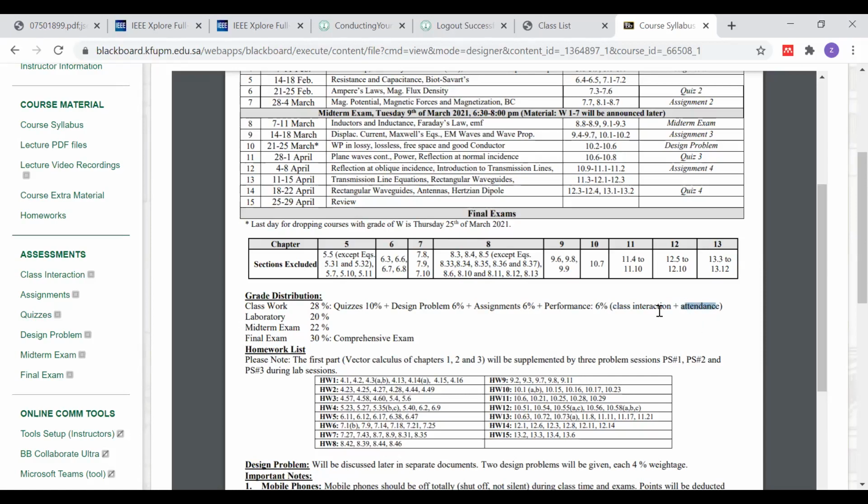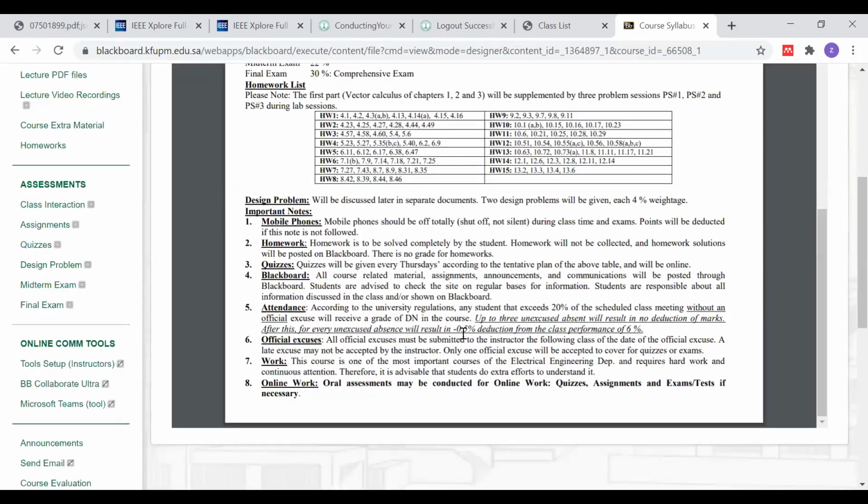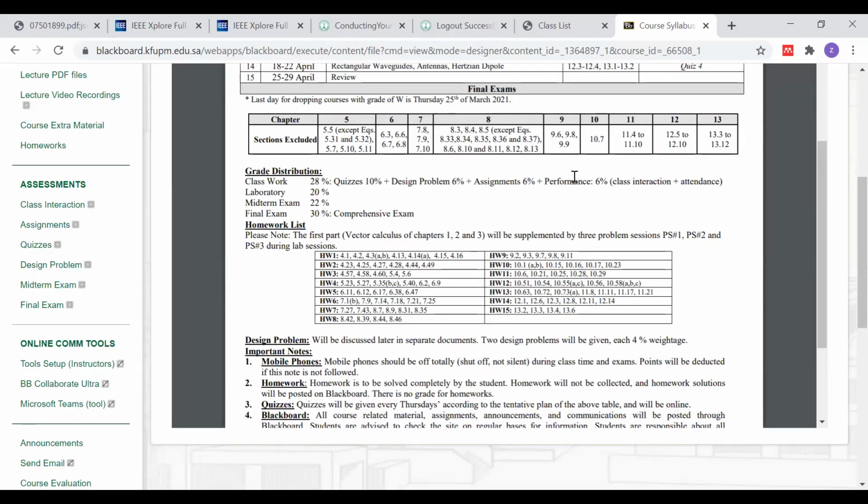Now, attendance, this is the policy that I always keep for my attendance. For me, up to 3 unexcused absences, I do not mind, because there can be some emergencies and unforeseen circumstances, so it's fine for me. But after this, I cannot accept. After this, for any unexcused absence, I'm going to deduct minus 0.5%, and this minus 0.5% will be from your performance.